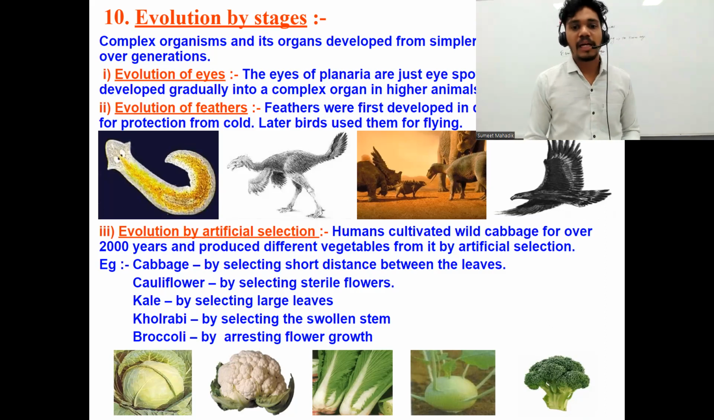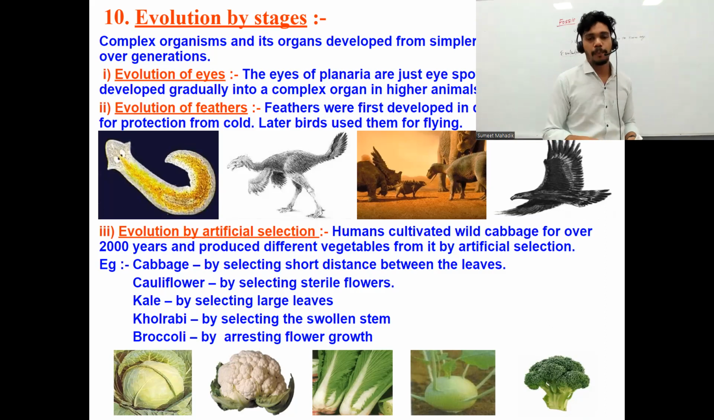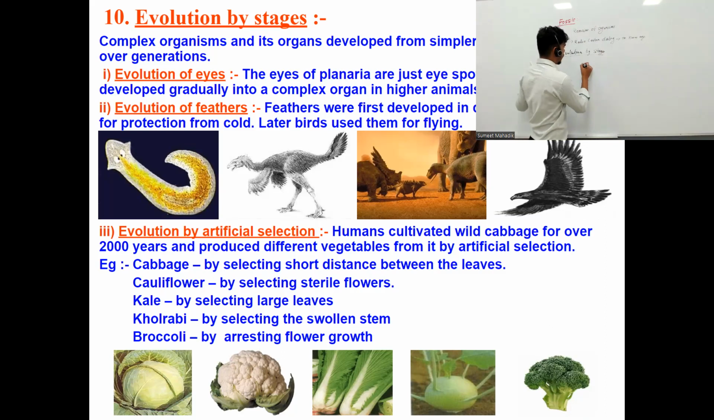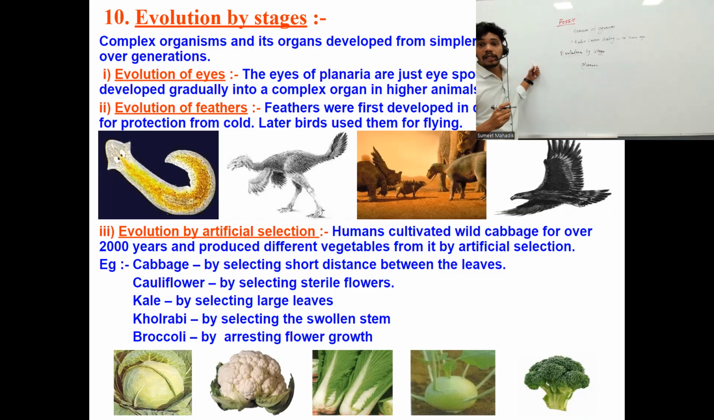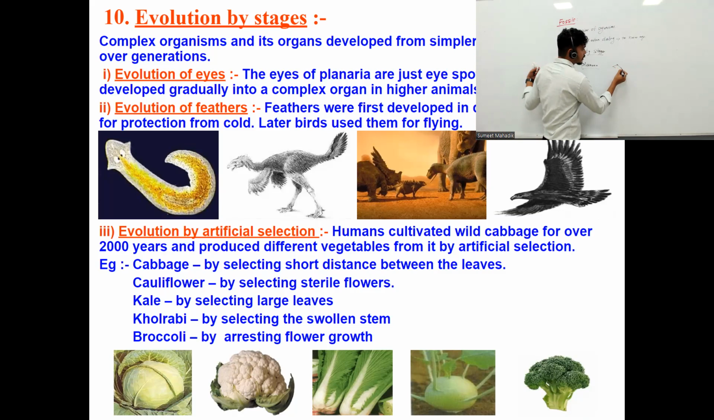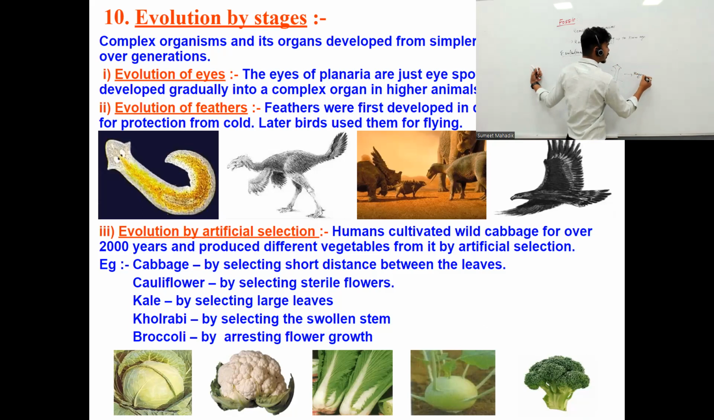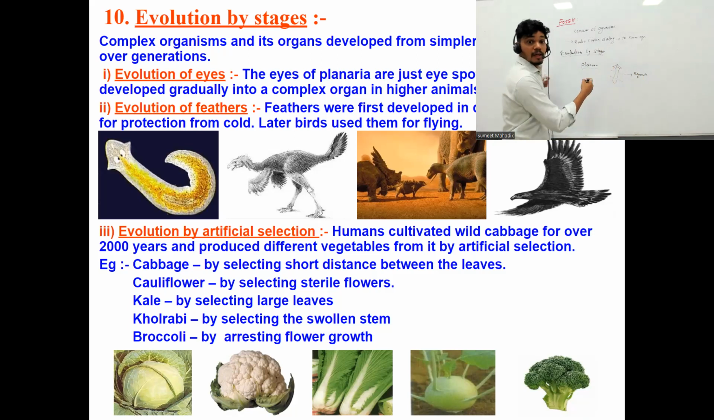So, evolution of the eyes. The eyes of planaria. What is planaria? How do organisms reproduce? In that we have seen that if you cut the planaria from any side, it can regenerate, right? Regeneration, it regenerates its whole body. So you can see the eyes of planaria. The eyes of planaria are just eye spots. Actually, they are not eyes. They look like eyes, but they are not eyes at all.